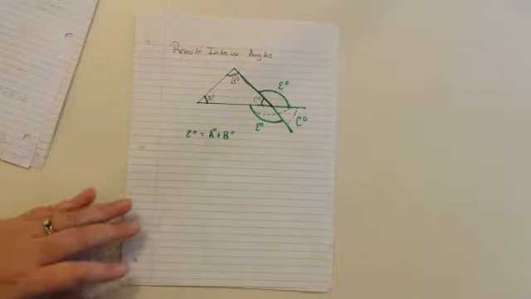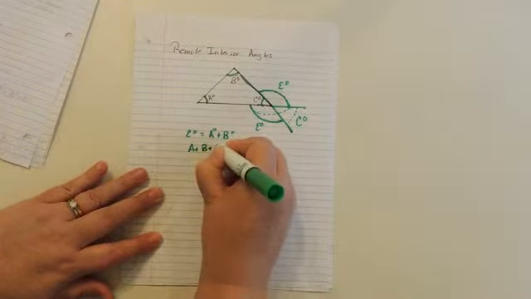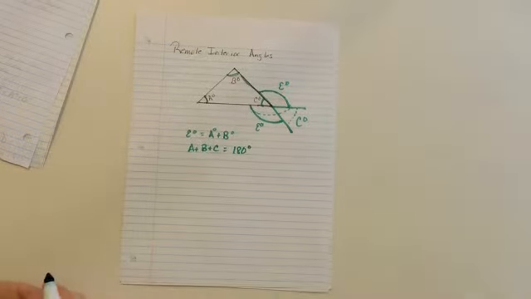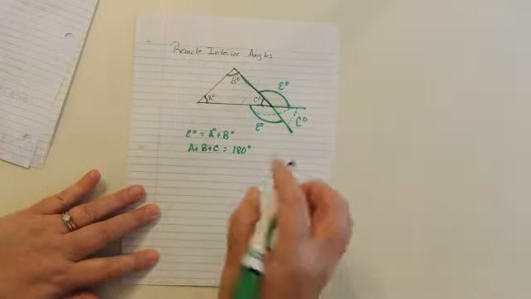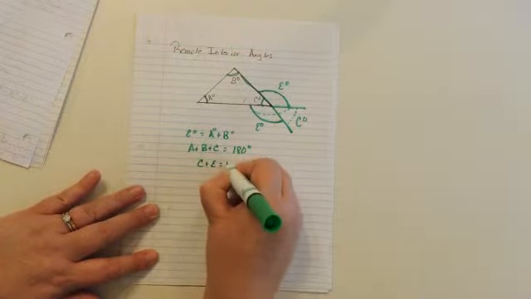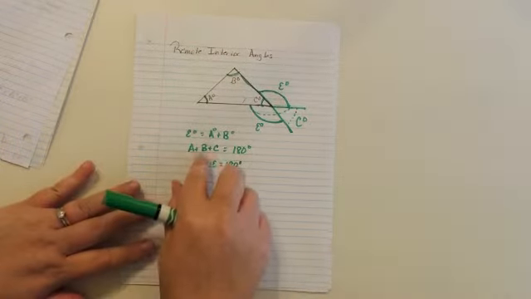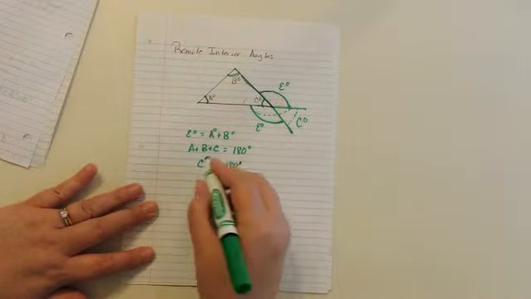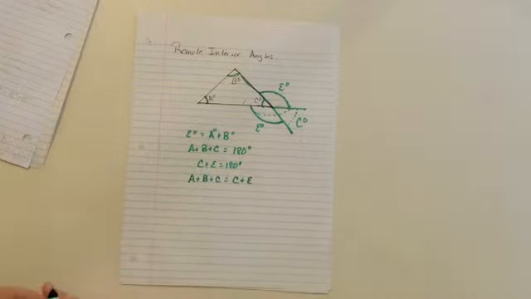We know that A plus B plus C equals 180 degrees because it's a triangle. We can see that angle C plus angle E equals 180 degrees because it makes a straight line. So C plus E equals 180 degrees. Using Euclid's sixth postulate again, if A plus B plus C equals 180 and C plus E equals 180, that means that A plus B plus C equals C plus E.